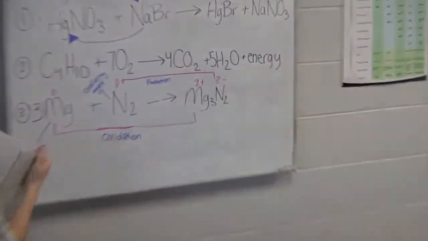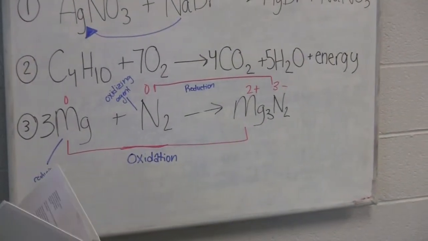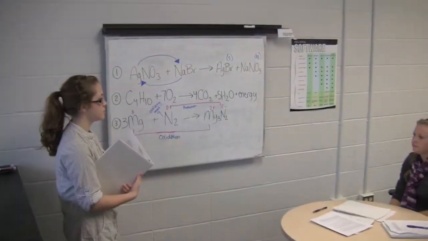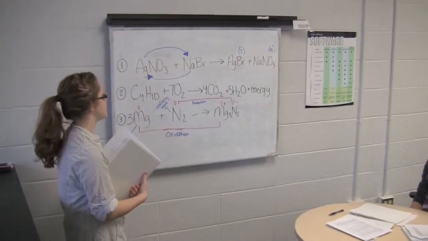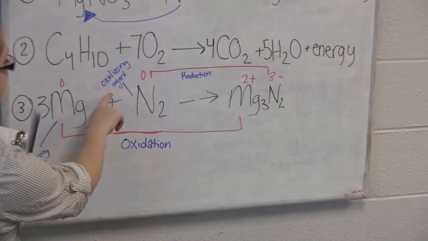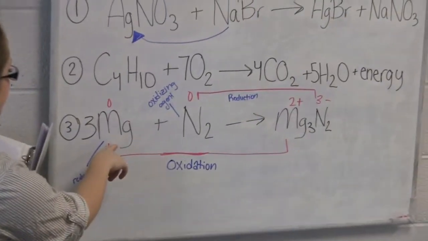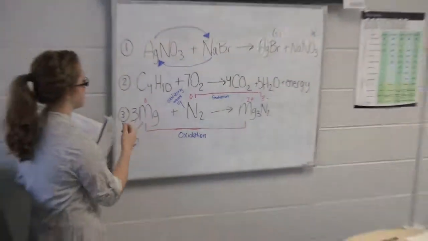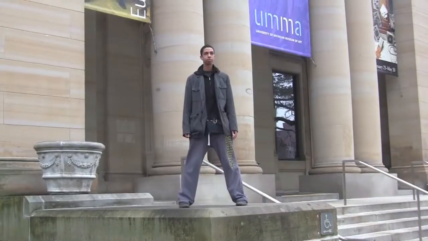So in this example, can you tell me which one is oxidized and which one's reduced? Yeah, so magnesium goes from an oxidation state of 0 to 2+, so it's oxidized because it loses electrons. And then nitrogen is reduced because it goes from 0 to 3-, so it's gaining electrons. So the confusing thing you have to remember is that the element that is reduced is actually the oxidizing agent, and the one that is oxidized is actually the reducing agent, like magnesium in this case. I can see how I would probably mix that up on the test, but I think I understand it now.